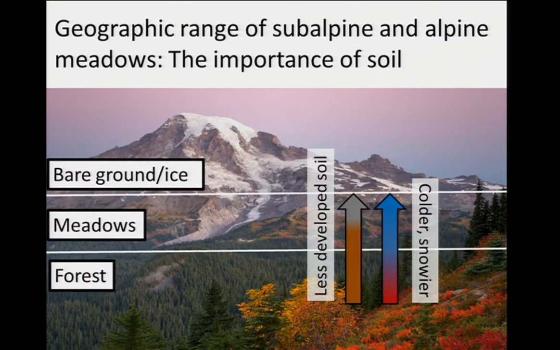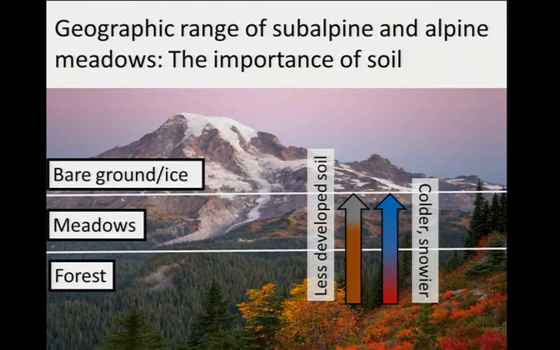But climate isn't the only environmental factor that's important and varies across elevations. Soil also differs dramatically across the ranges of these meadows. At the lower limit of the meadows, you find very well-developed soil. It's high in organic matter content, has high water holding capacity, high concentrations of key nutrients, and an abundance of soil microbes that can be beneficial for plants, such as mycorrhizal fungi.